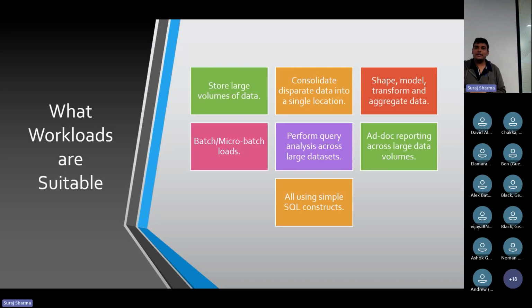You can consolidate data from a variety of sources into a single location. You can shape, model, transform, and aggregate data in Synapse. You can run batch or micro-batch loads. You can do your normal analysis and performance queries across data sets. You can do ad hoc reporting on the database. And all the simple SQL constructs and statements that you have learned so far apply here also.